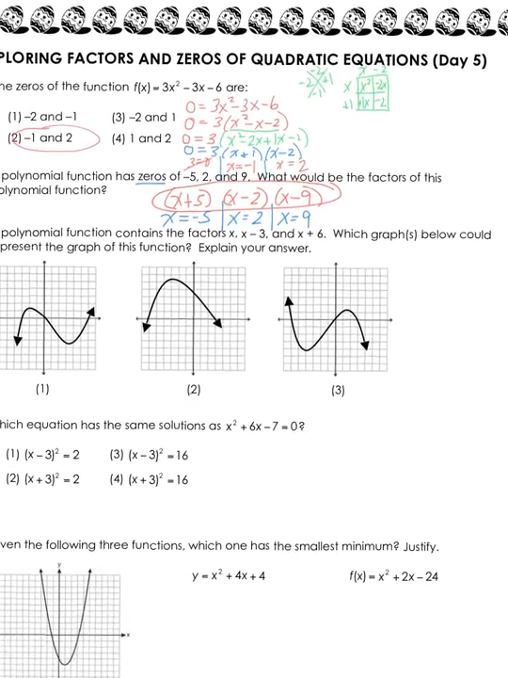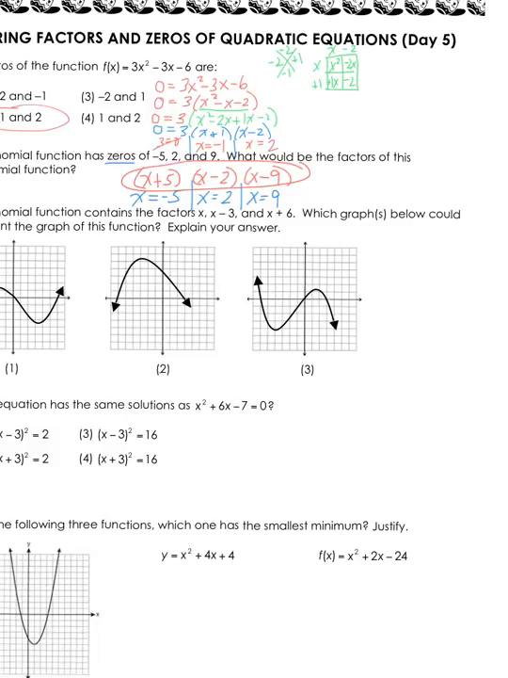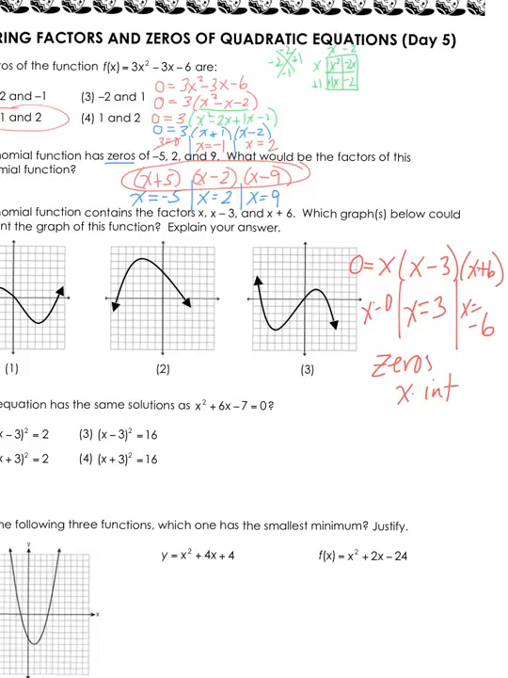Okay, so if these are the factors, that means these guys are going to help us decide where it hits the x-axis. If I set that equal to 0, then I do my t-chart, I get x equals 0, x equals 3, I have to change the sign there, x equals negative 6. So I'm looking for the graph that has zeros, and keep in mind, your zeros are your x-intercepts. So I'm looking for zeros at 0, 3, and negative 6.